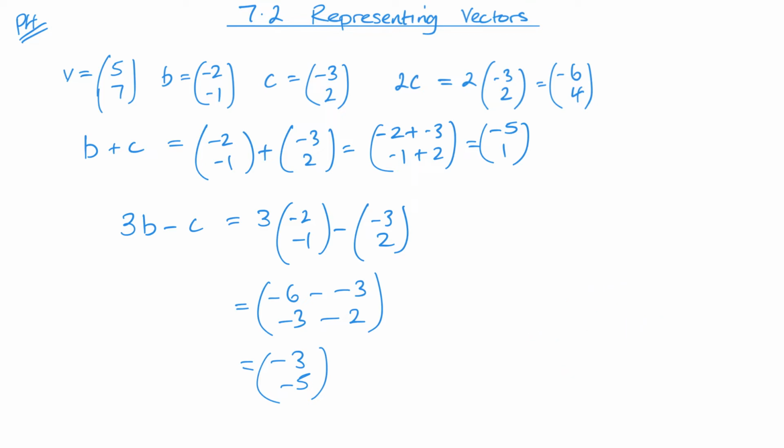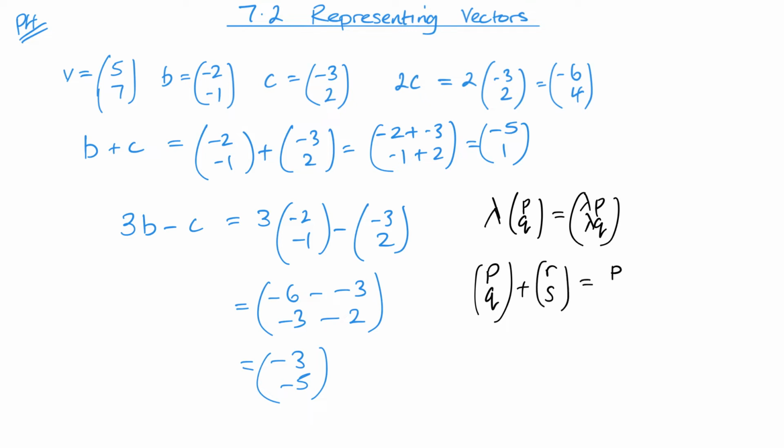So in terms of algebra, we have lambda times (p, q) is (lambda p, lambda q), because you're multiplying, and (p, q) plus (r, s) is (p plus r, q plus s). Very straightforward, hopefully easy to understand. Now the next thing we need to look at is unit vectors.